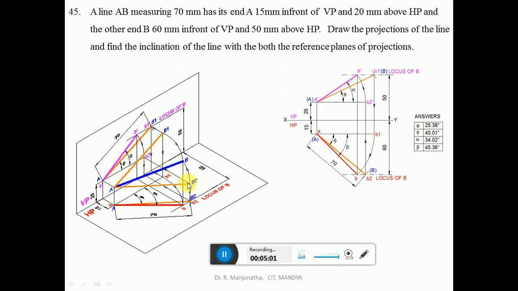So this is the line in space, the true length line in space. Now we have this line and also this line, and we have projected from here on this line and also from this line.